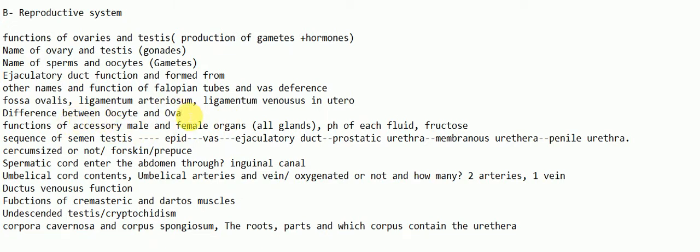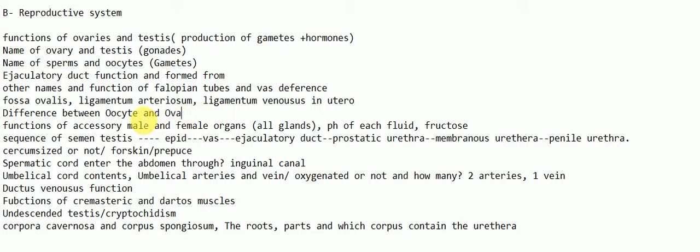What's the difference between oocyte and ova? We usually say the females produce ova every month and so on. It's not really ova, it's called oocytes. So females produce secondary oocyte. And it will not become an ova, you cannot call it an ova, until it's actually fertilized by a sperm.